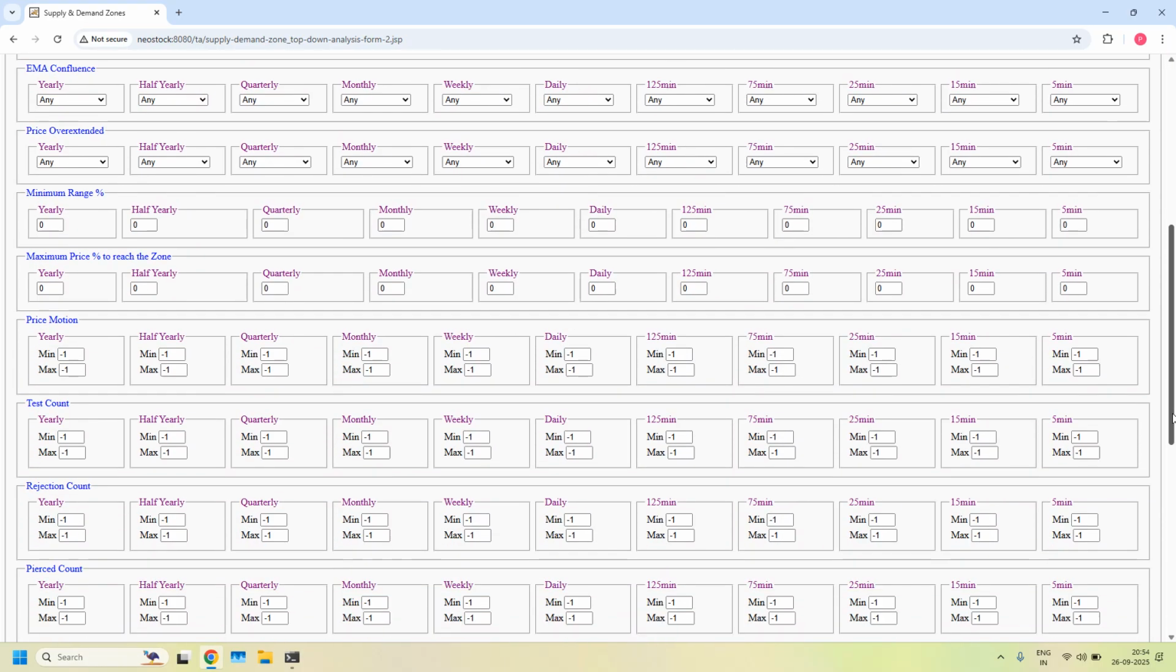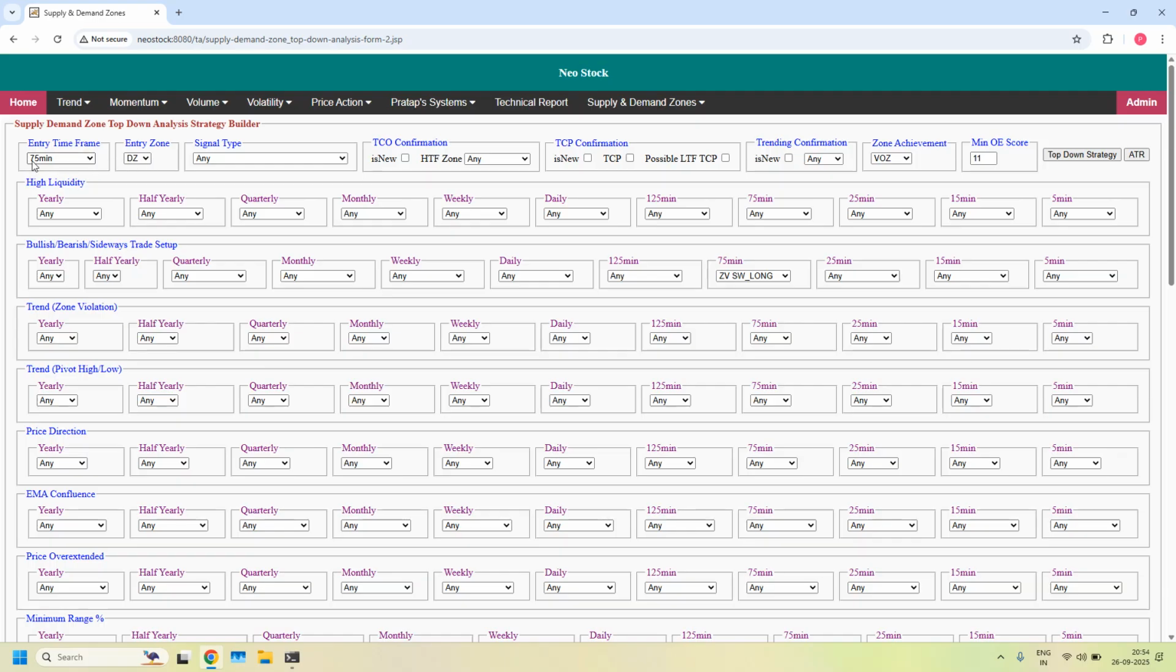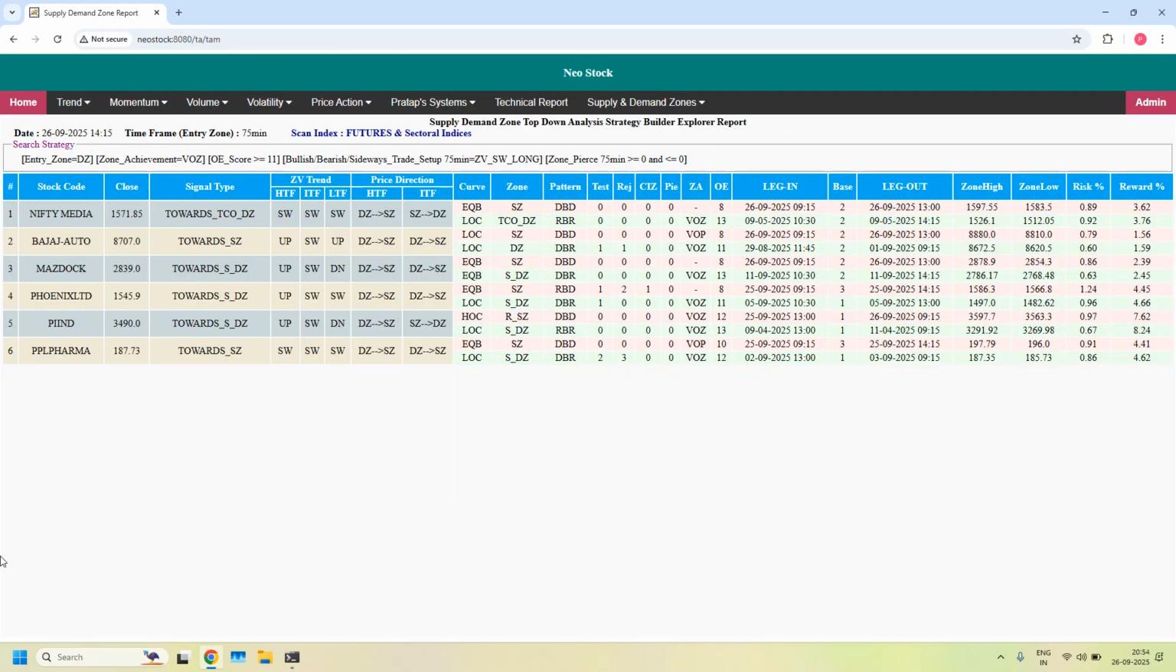So in the pierced count, at 75 minutes time frame, I am setting minimum value 0, maximum value 0. That means pierced count is 0. Pierced count 0 means this selected 75 minutes demand zone should not be pierced. So now we got 6 stocks supporting sideways long trade setup for weekly income trade. And entry time frame zones are 75 minutes demand zones. So total 6 stocks we got.